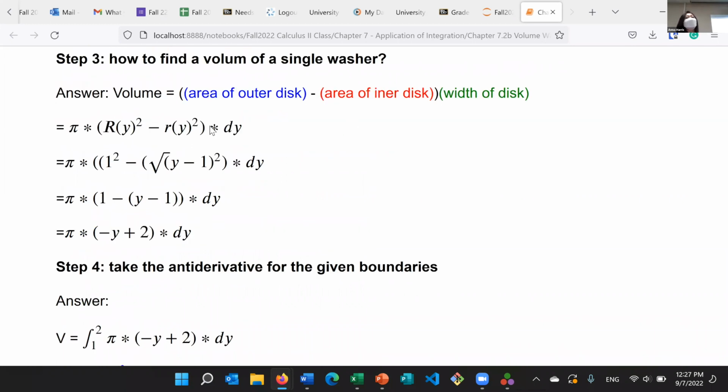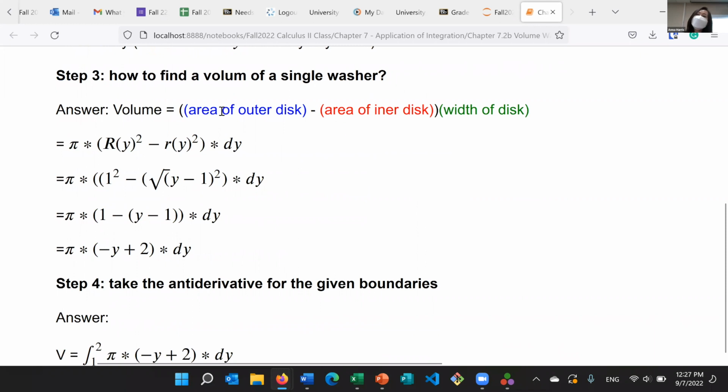Volume. How would you find it? Area of the larger one minus the area of the smaller one. So the larger one is what? 1 squared. What's the smaller one? Square root of y minus 1. So 1 squared is simply 1. Square root of y minus 1, to the square what? Square and square root cancel out. You have simply y minus 1. You simplify this again, you get negative y plus 2. So that's your single washer.